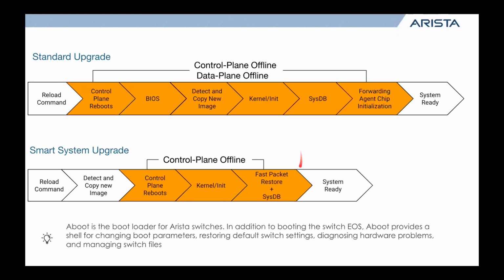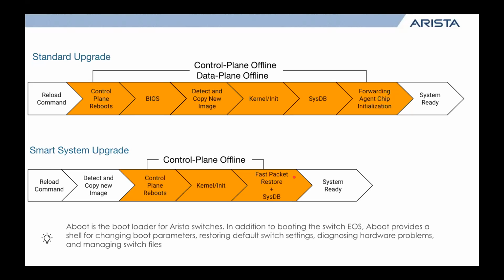And this is where I think the cool stuff happens. You know, we still have our sysdb state. We have something called fast packet restore. What it does is our hardware will actually generate control plane traffic on behalf of the control plane. So for example, the hardware will generate BGP hellos and LACP keepalives, so our neighbor ships don't go down even while the control plane is offline.